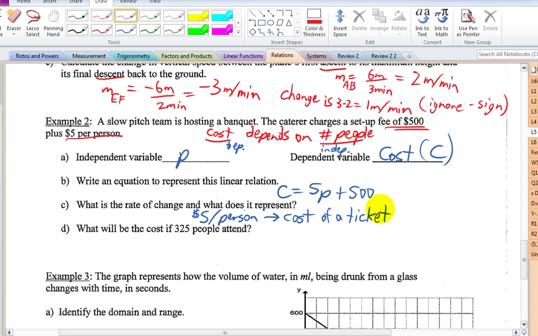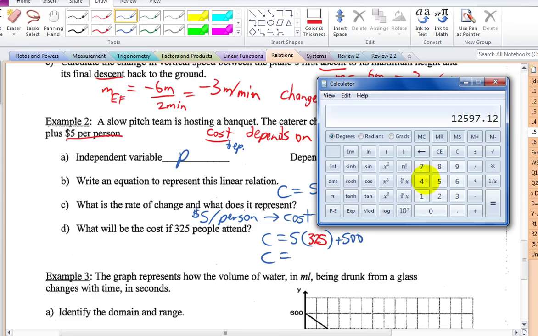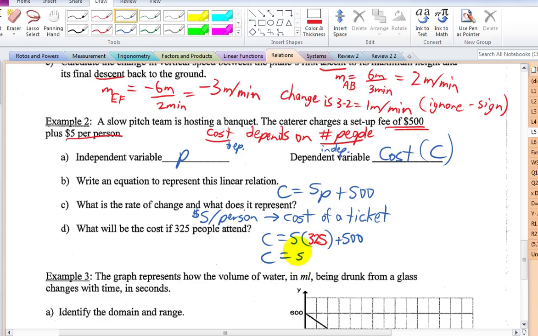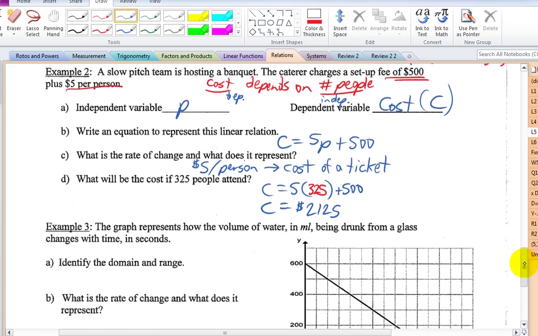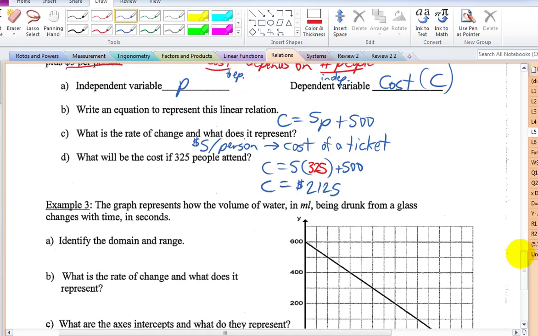What would be the cost if 325 people attend? So substitute in. So P becomes 325, plus 500. And it's going to be a big one. Go to your calculator. $2,125. Okay, so make sure everyone attends. Haha. Any questions?